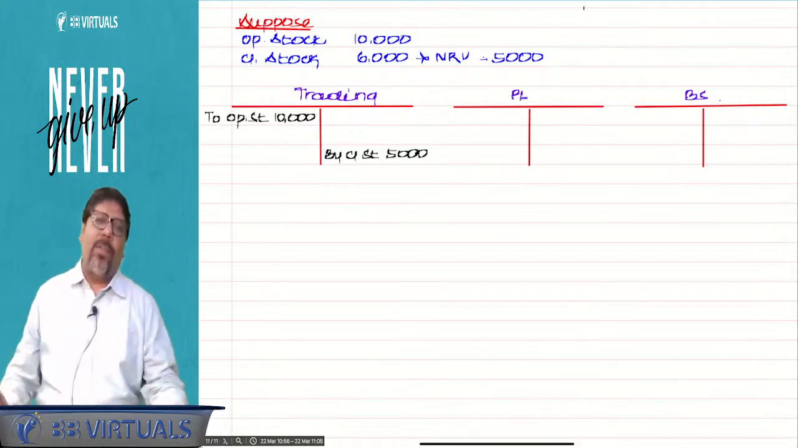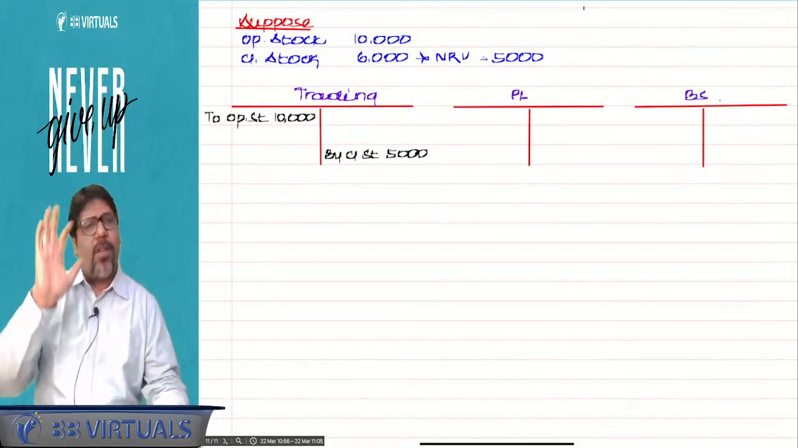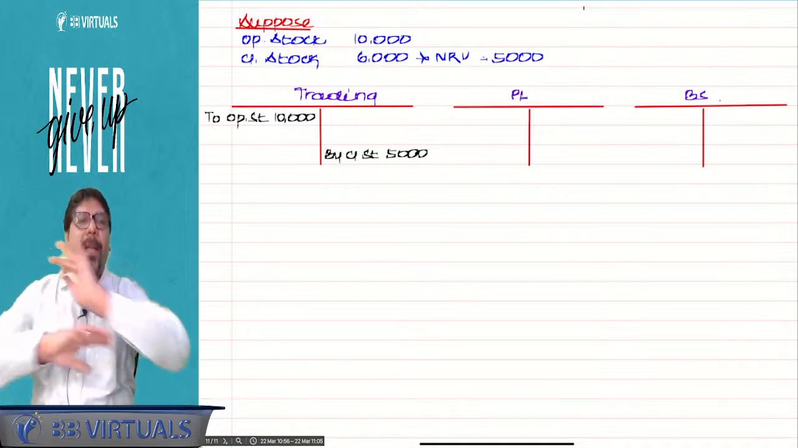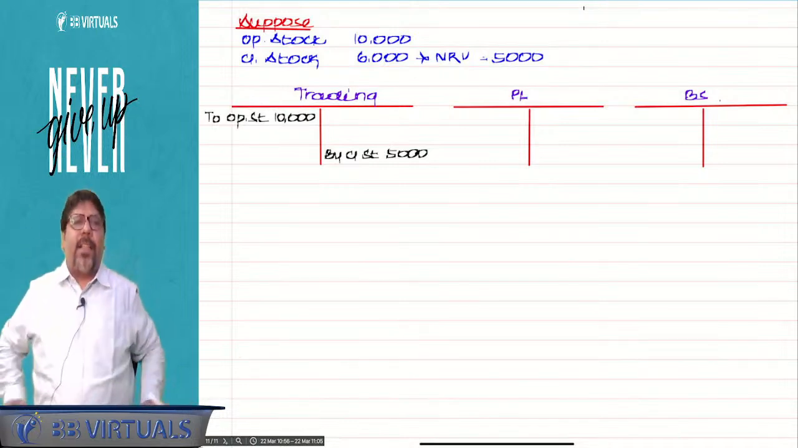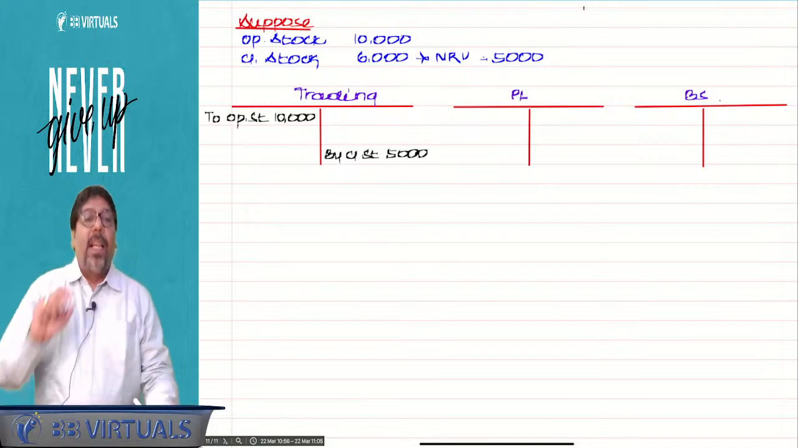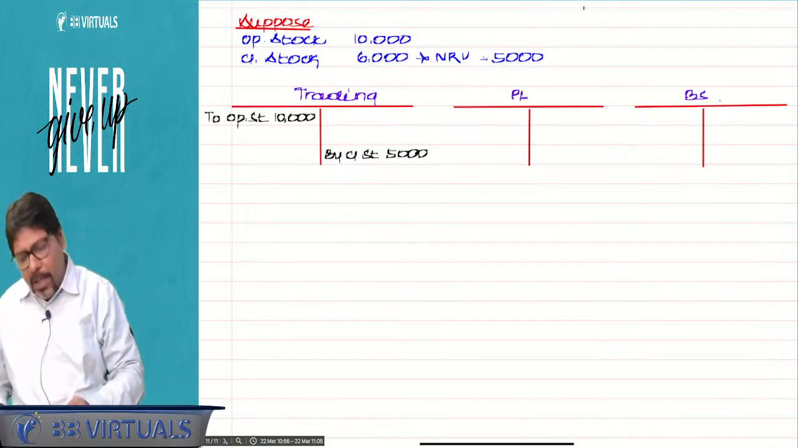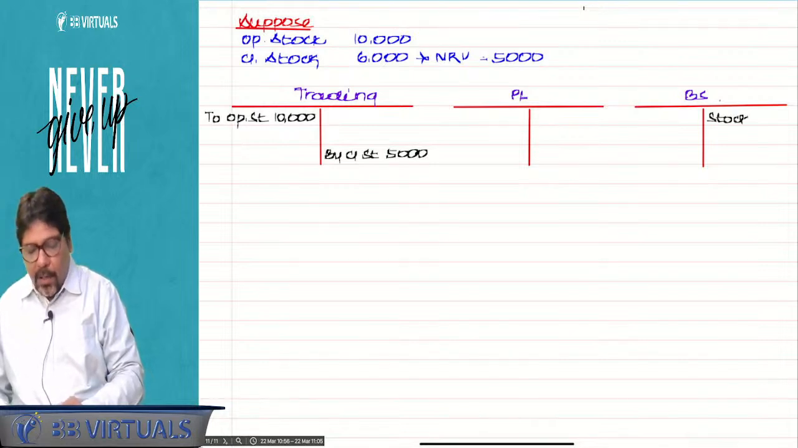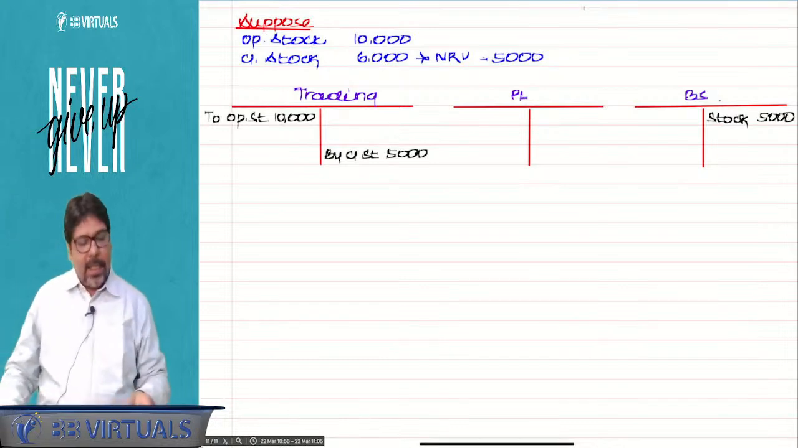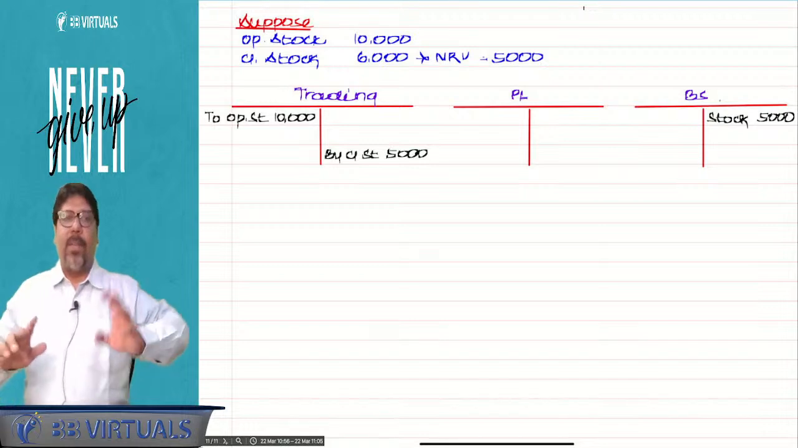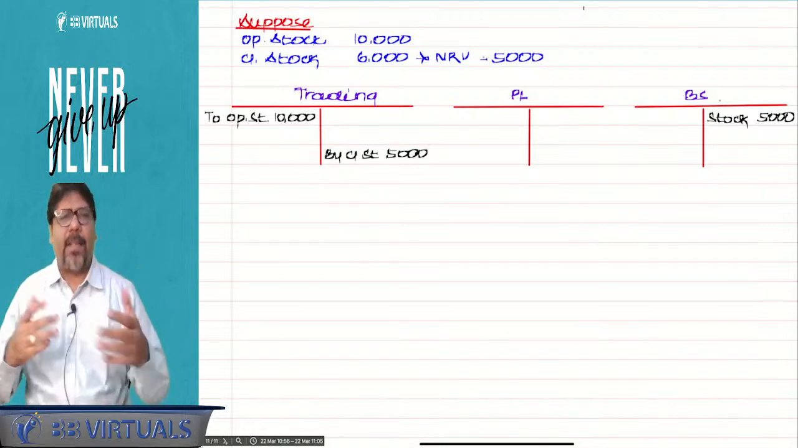Now in P&L, nothing will come as far as stock is concerned. Yes or no? Now in the balance sheet you will write stock. How much, sir? 5,000. Correct. This is what we had learned in our foundation or in your 12th standard.